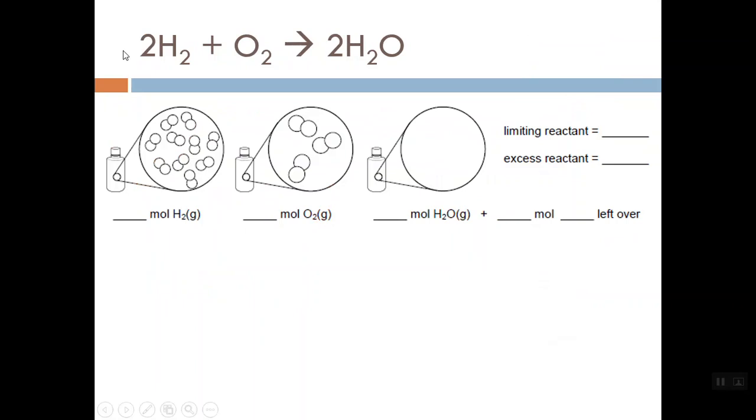So remember that the coefficients, what we learned before, the coefficients in front of the substance tell us the number of moles, right? So in this case, we need 2 moles of hydrogen and 1 mole of oxygen in order to make 2 moles of water. So if we're looking at this picture, how many moles of hydrogen do we have? We have 10. How about oxygen? We have 3. So how many water molecules can we produce?